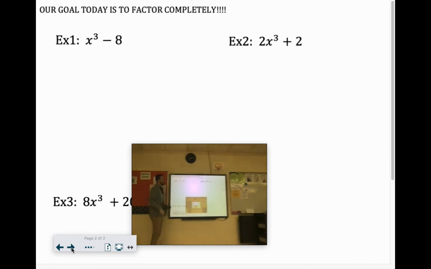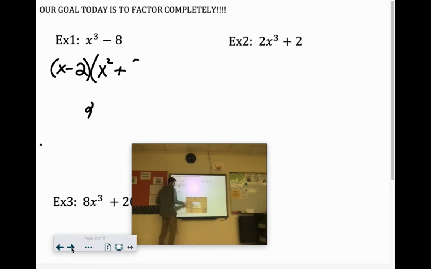So x cubed minus 8, those are both perfect cubes. So if we cube root them both, it'd be x and 2. So our first set of parentheses will be x minus 2. Second set is where there's 3 terms. Square the first term, change the sign, multiply them together, 2x, whoops.